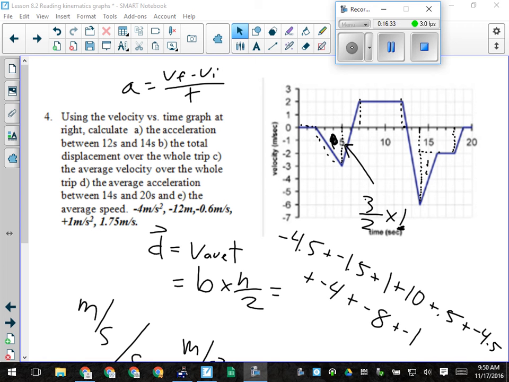The total displacement divided by the total time. We just calculated, spent all that time finding all those areas, and calculated the total displacement to be negative 12. The total time is 20 seconds. Negative 12 over 20 is negative 0.6 meters per second. Okay, there's our average velocity.